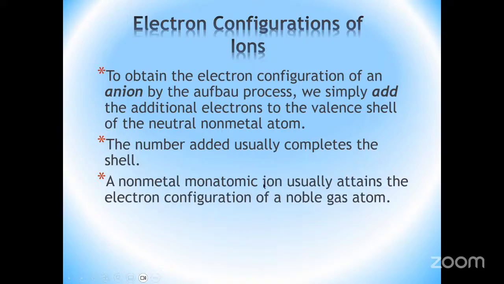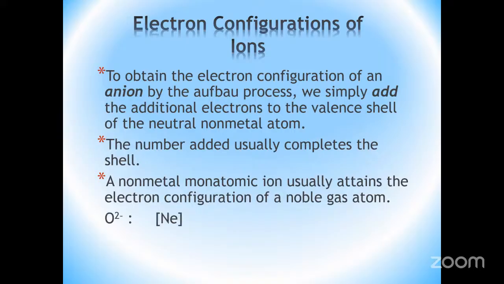Now, when it comes to a monatomic ion, it usually gains the electronic configuration of the noble gas element that is closest to it. So for example, if I were to write down the electronic configuration of the fluoride ion, it will have the same electronic configuration as neon, because all you have to do to get from fluoride to neon is add 1 electron. And I think I may have an example.